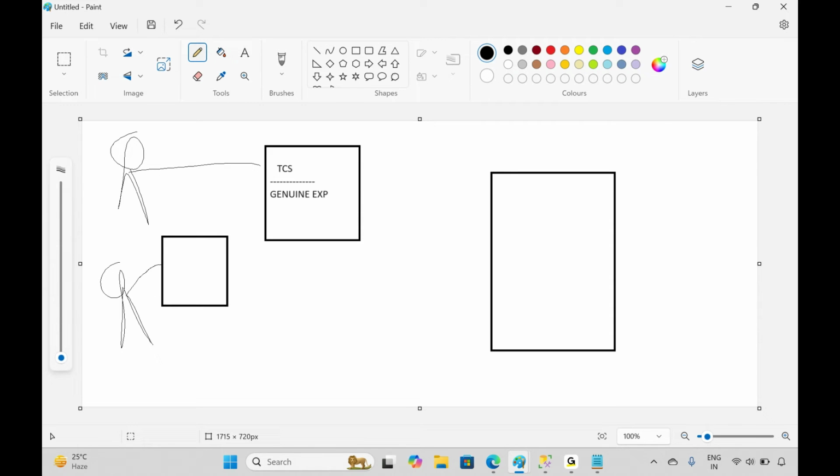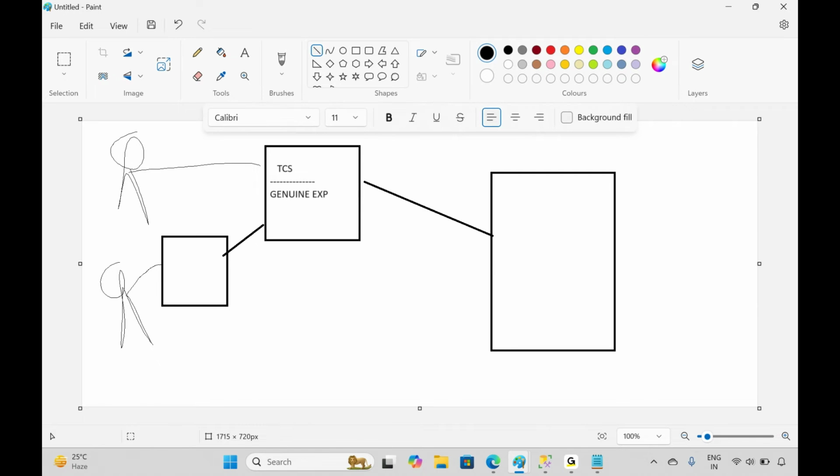That means this is the client. Who is the client? Client is Walmart. I'm doing a Walmart project. I'm working for the Walmart project. We can say it's a client. This is your payroll company. Payroll company means whoever is paying salary, providing offer letter, relieving letter, experience letter, everything.